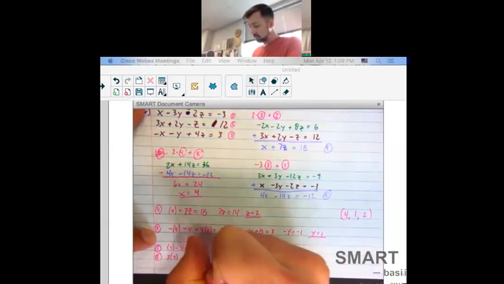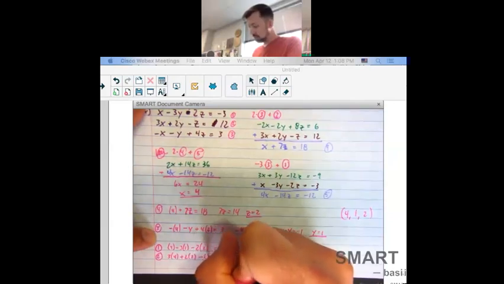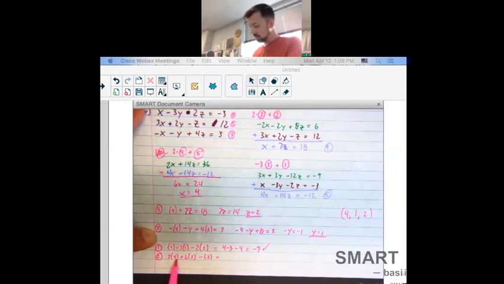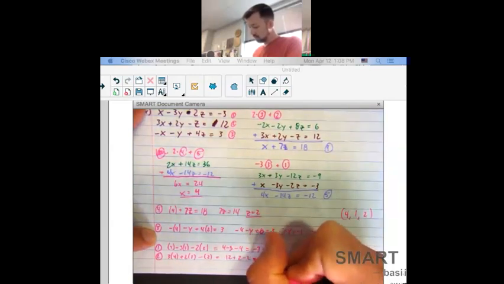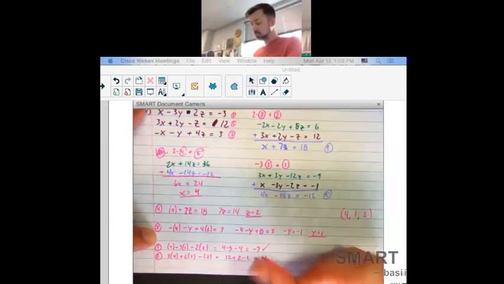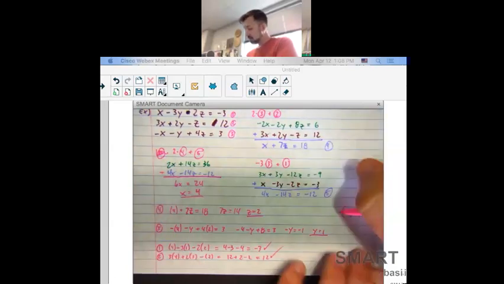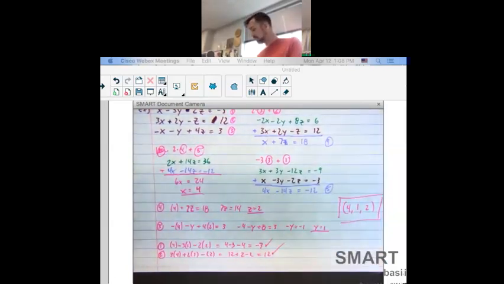3 times 4 plus 2 times 1 minus 2. That's 12 plus 2 minus 2. So 12 plus 2 minus 2 is 12, which is what that says, 12. That was our correct answer.